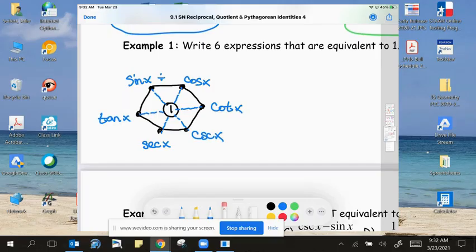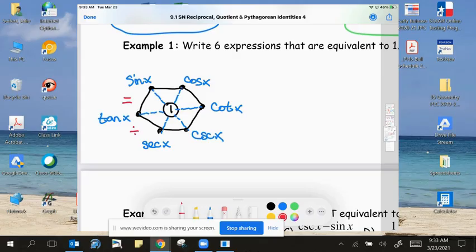Now, the beauty of this is that the relationships work all the way around this hexagon. Meaning, we already talked about how tangent x was equal to sine x over cosine x. We remember, too, that cotangent x is equal to cosine x divided by sine x. That relationship works all the way around the hexagon. So, for example, sine x is equal to tangent x divided by secant x.